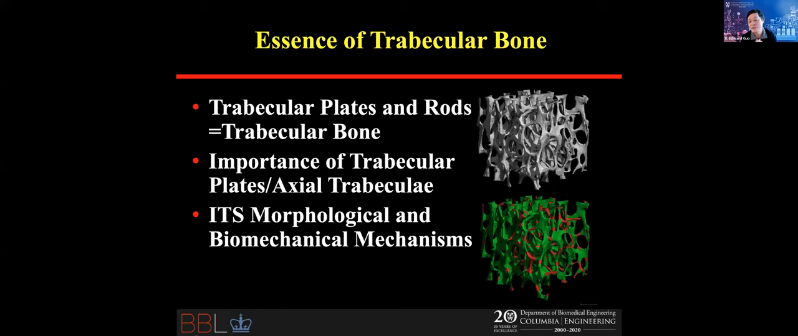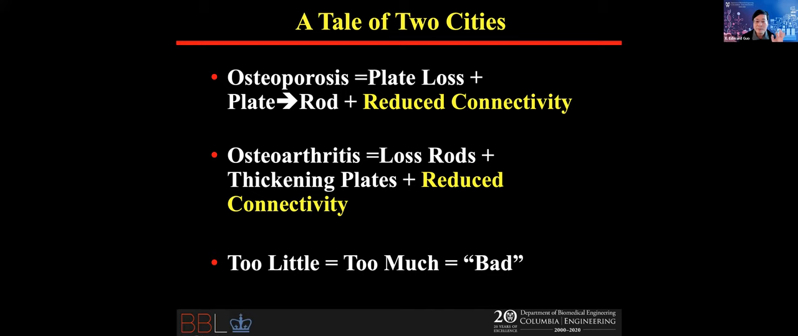Right. So I want to summarize the essence of trabecular bone: trabecular bone is just a bunch of plates and rods. The plate and axial trabeculae are very important in general for supporting mechanical load. And in OA, if there are too many plates, too much strong axial structure, they cause a non-uniform distribution in trabecular bone. So this ITS morphology is really providing a morphological and biomechanical mechanism for us to understand the structure. In osteoporosis, you have plate loss, plate-to-rod conversion, and reduced connectivity. In osteoarthritis, you're losing rods, thickening in place, but also have reduced connectivity. So too little or too much in bone microstructure is not good.